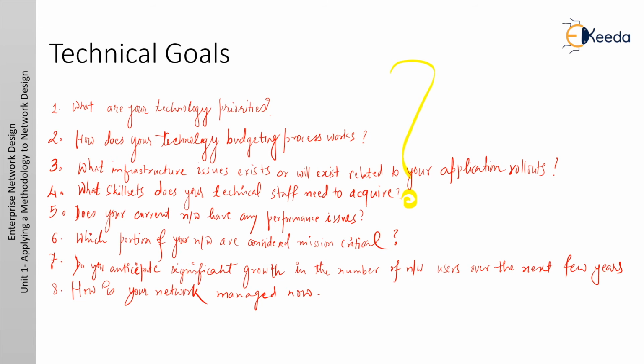Now come to technical goals. Besides organizational constraints, technical goals are also very important. The first technical goal: what are your technology priorities, meaning in which technology do you want to go? How does your technology budgeting process work? If we go for advanced technology, it requires more budget. If we go towards open source, then there are some constraints.